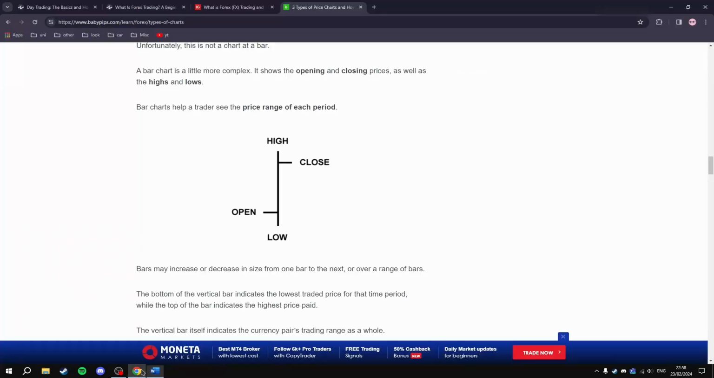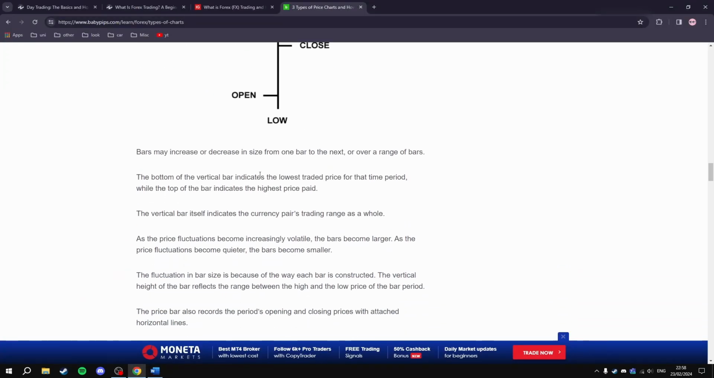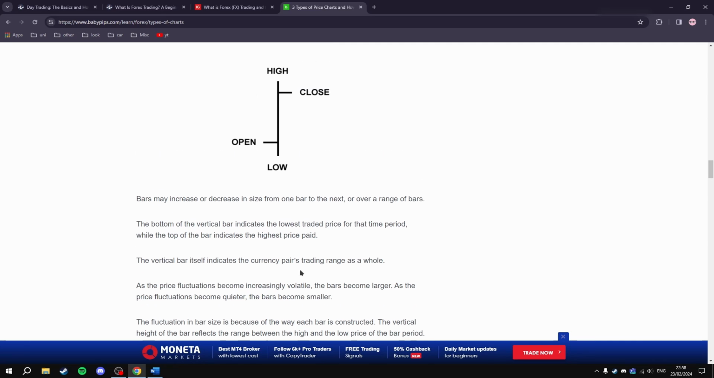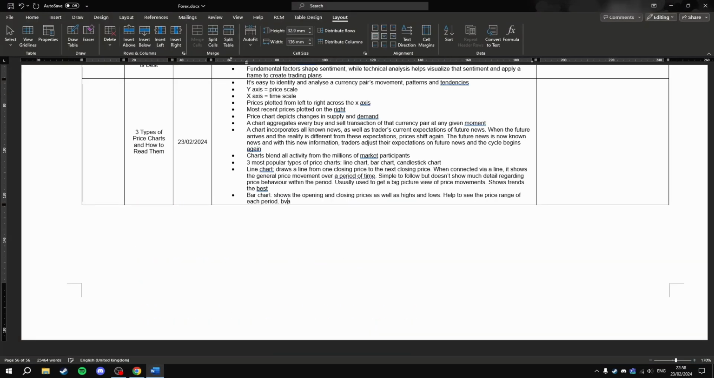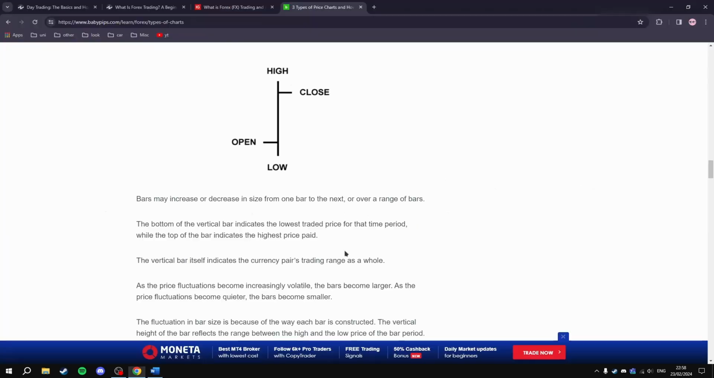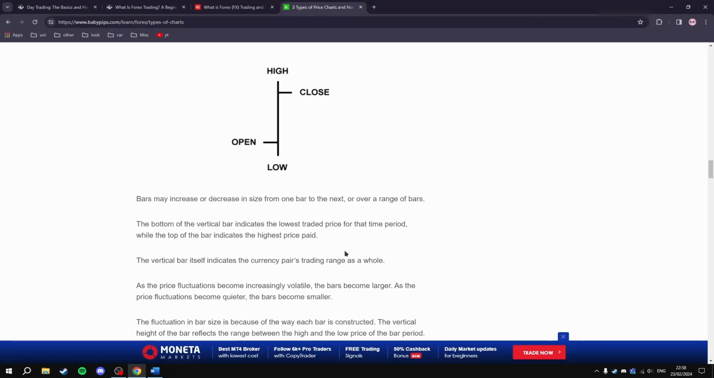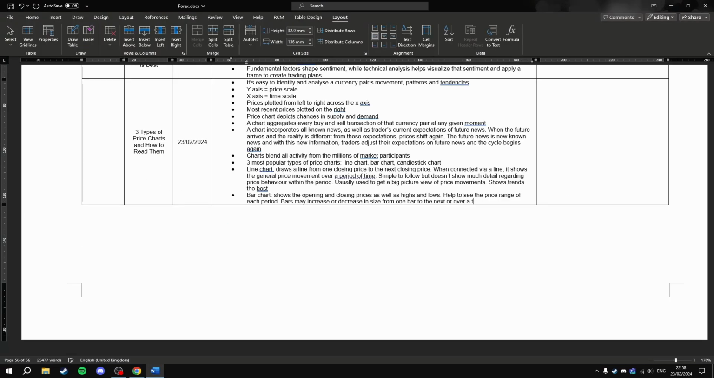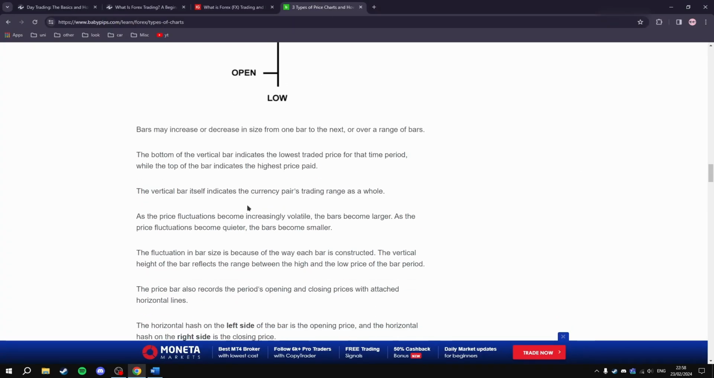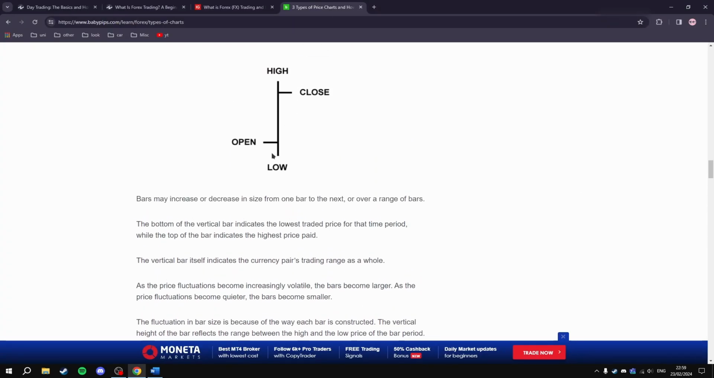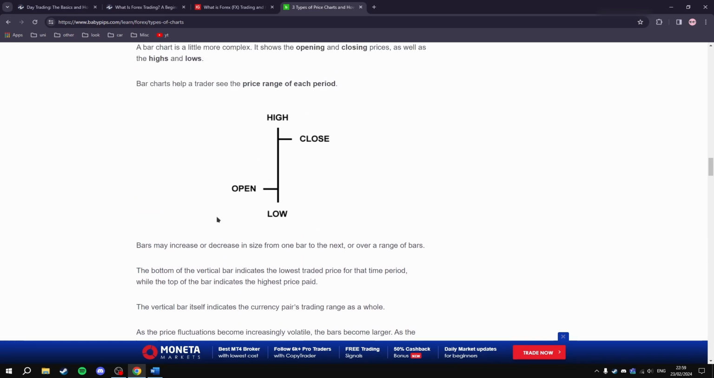Price range for each period. Bars may increase or decrease in size from one bar to the next or over a range of bars. The bottom of the vertical bar indicates the lowest traded price for that time period, whilst the top of the bar indicates the highest price paid.